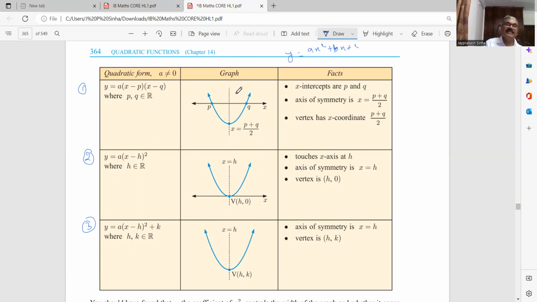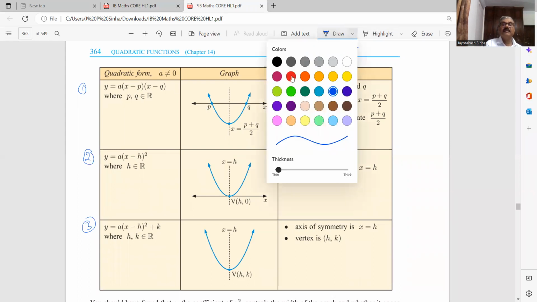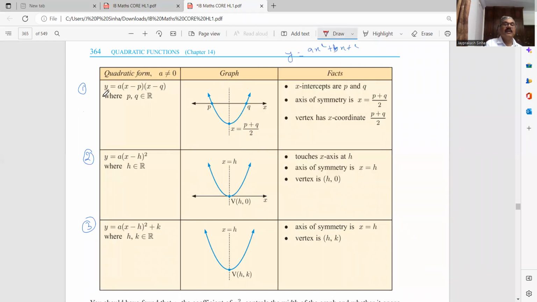Okay. So besides that, there are other forms like this. y is equal to a into x minus p into x minus q, where p and q are members of the real number set. If your quadratic function is of this form, then you can directly say that the x-intercepts are p and q.